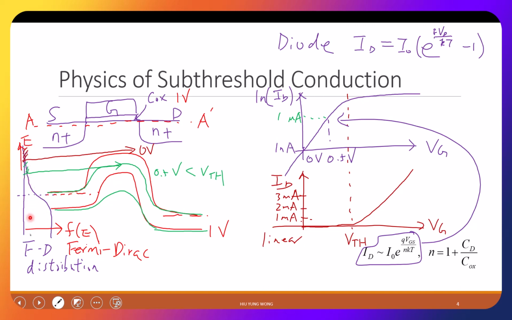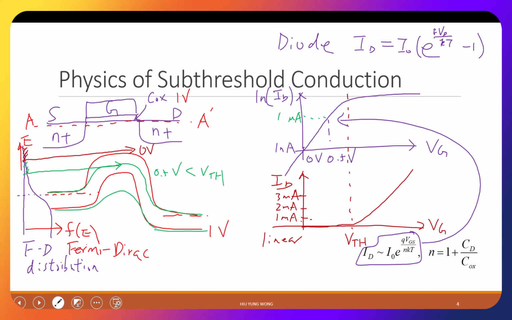We're talking about the electron energy. This is just talking about the probability of occupying that state. It is not talking about how much charge you have. So this probability is then multiplied by the available states, right? The density of states.